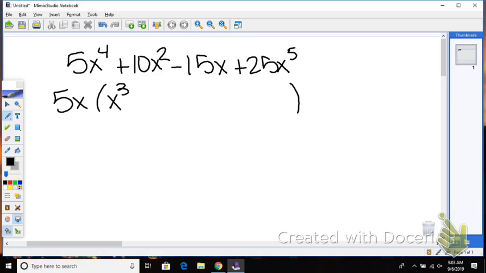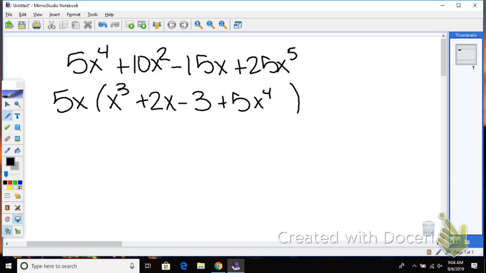So here I've got 10x squared over 5x. 10 divided by 5 is how much? 2. And x squared over x is x. And then negative 15x over 5x would be negative 3. The x's would simplify out. And then 25 divided by 5 is 5, and x to the fifth divided by x is x to the fourth.